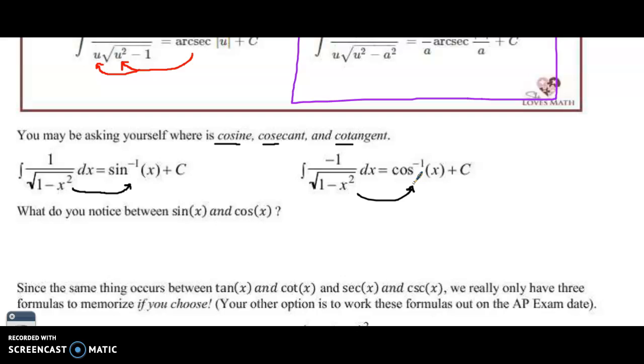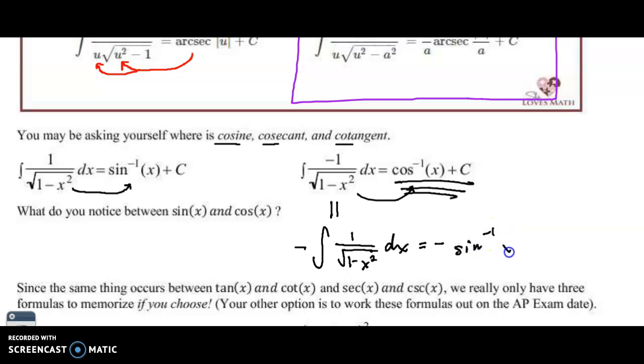So basically what this boils down to is, another way of saying this is, instead of ever writing this answer down, or cosecant or cotangent, you can just say that this piece is equal to the negative, because we can move constants in front, of 1 over the square root of 1 minus x squared dx, which means that is equivalent to negative inverse sine of x plus c. So I guess that's where we're coming from.